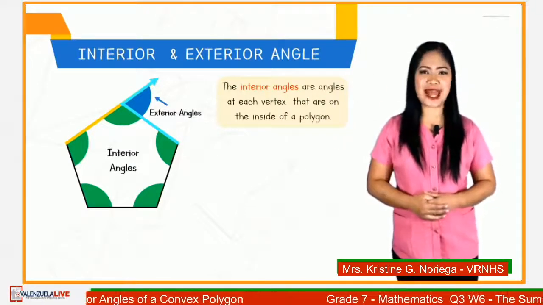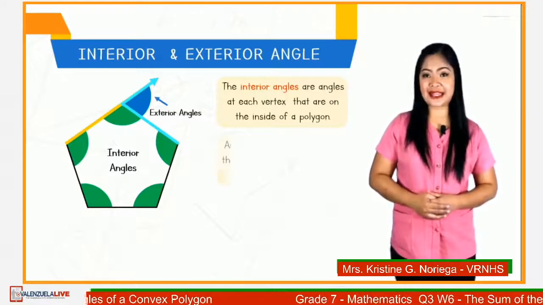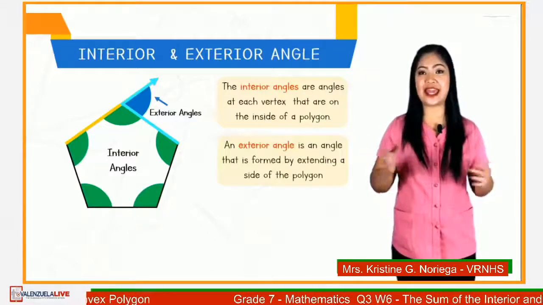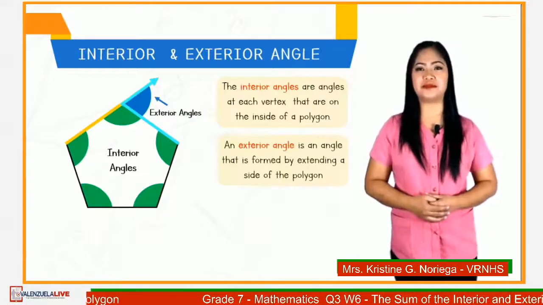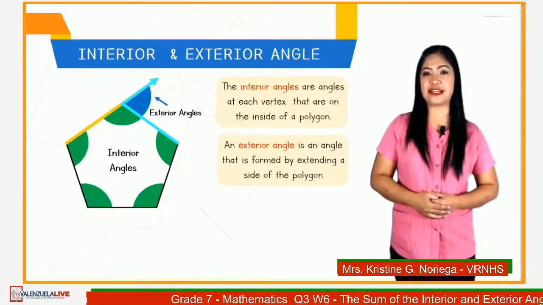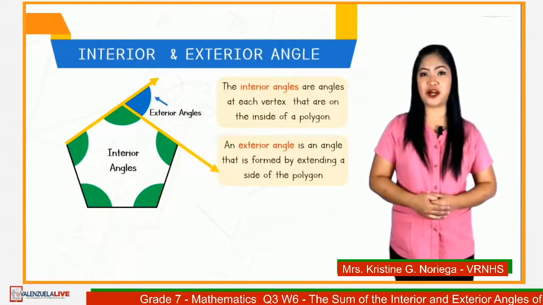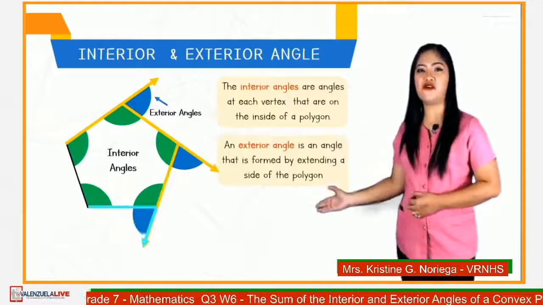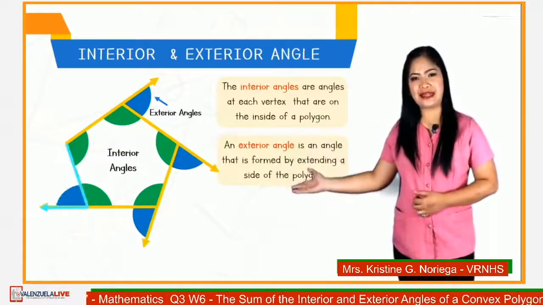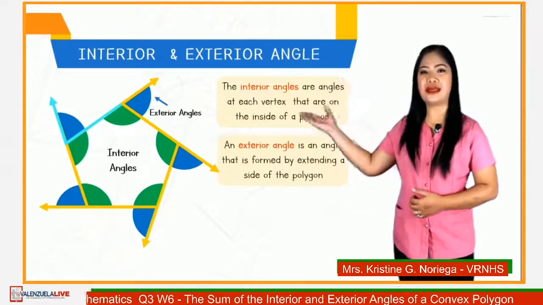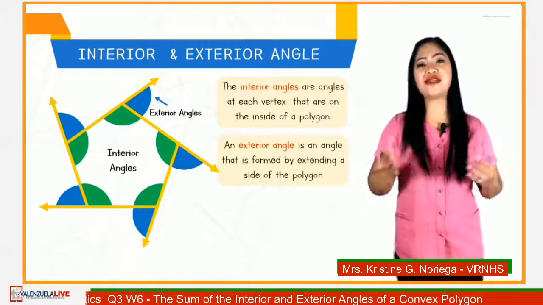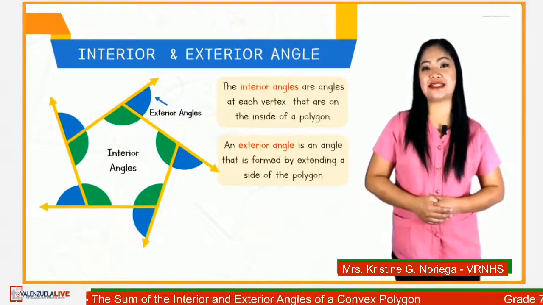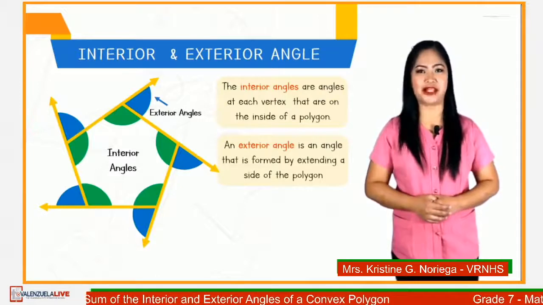So, as simple as that, we say that an exterior angle is an angle that is formed by extending a side of the polygon. Moreover, if we extend another side of this polygon, there will be another exterior angle here, and also for this side, and that side, and also this side. So all these angles in blue color are what we pertain as exterior angles of this polygon.